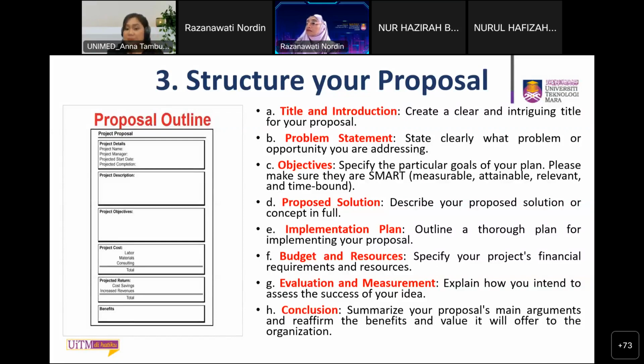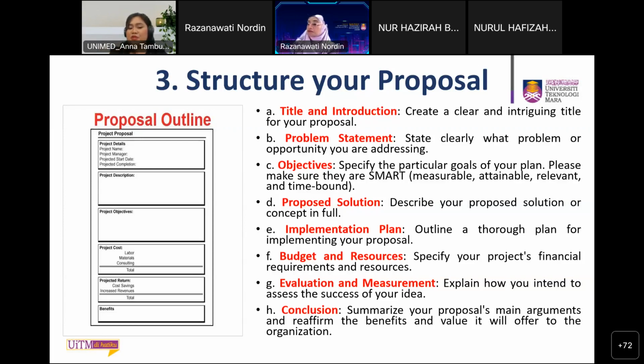And then the next one is evaluation and measurement. Now, in this case, you should describe how you will measure the success of your proposal. You should define the key performance indicators and evaluation methods to track progress and outcomes. So you should explain how you will gather feedback and make necessary adjustments.